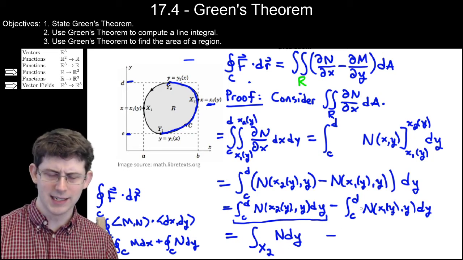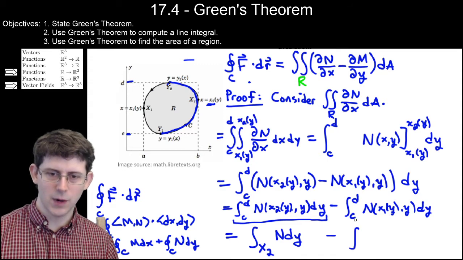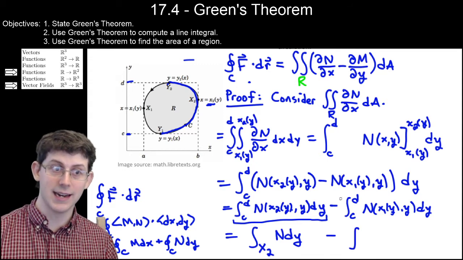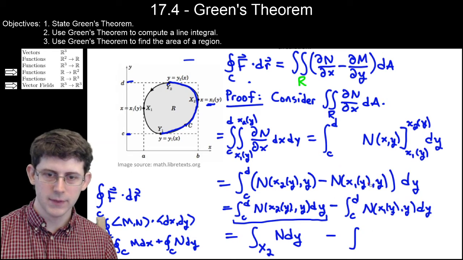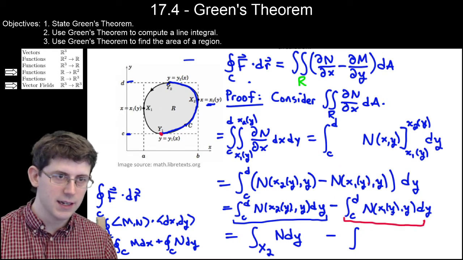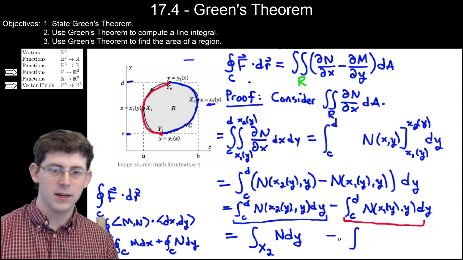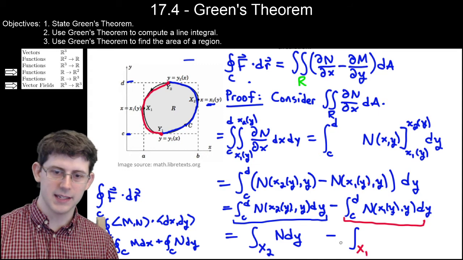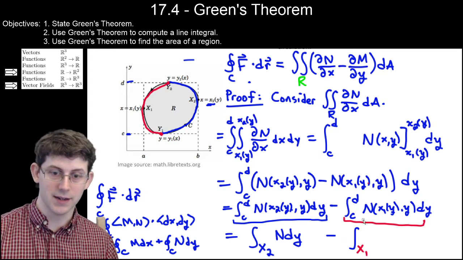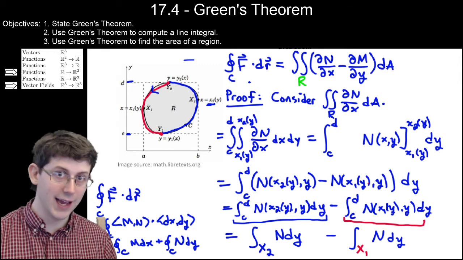Now I have a minus. This is a little weird. So what is this thing? This is also y goes from c to d, but x is on x1. So this integral starts here and ends here and follows x equals x1. And you might say, oh, it seems like this is the integral over x1 of n dy. But it's not. x1 goes the other way.